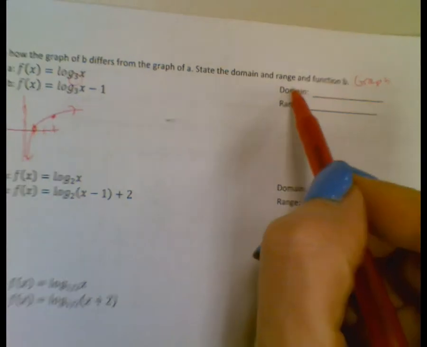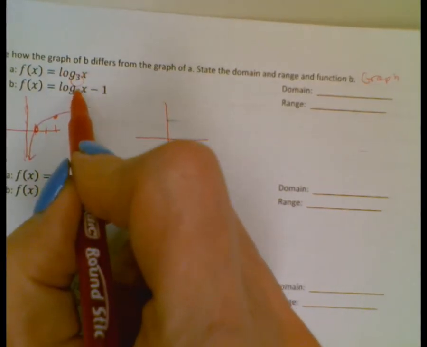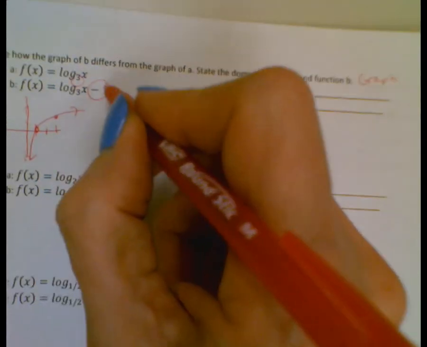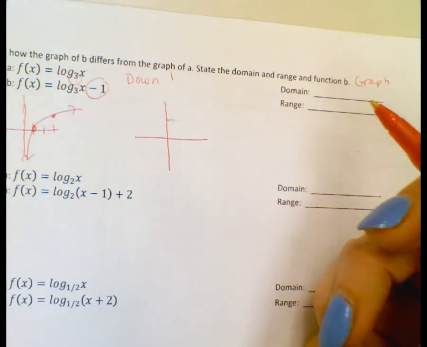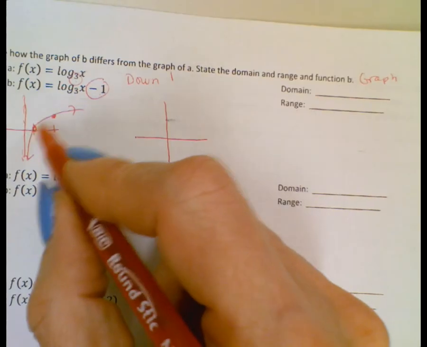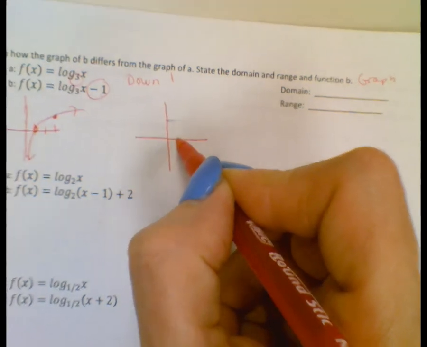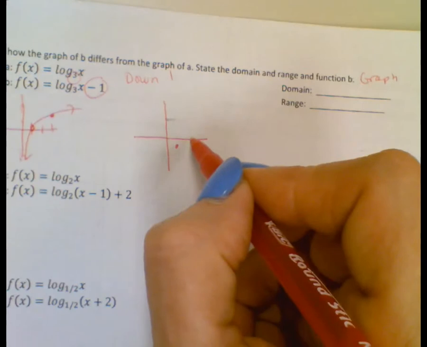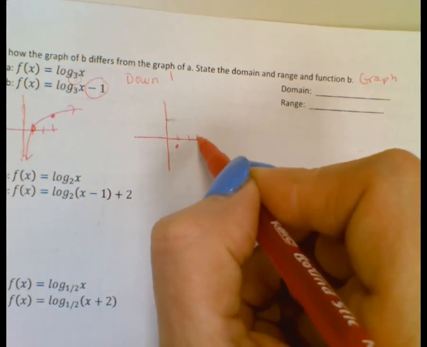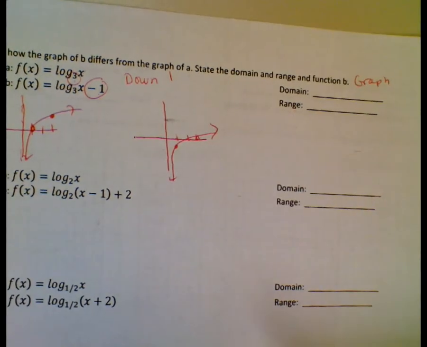So you do not have to do the domain and range of this one. The new one, what is the difference between this one and this one? That's not in the parentheses, so you would say it's down 1. Basically each of these 2 points I just graphed would be down 1. So instead of 1, 0, it's going to be 1, negative 1. Instead of 3, 1, it's going to be 3, 0. It's going to look very similar to the first one, except both points move down 1.